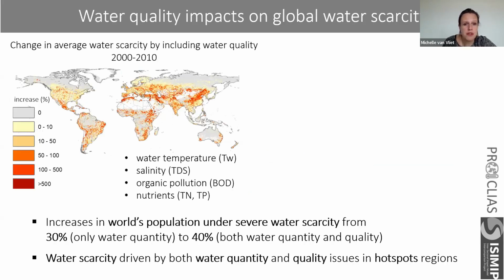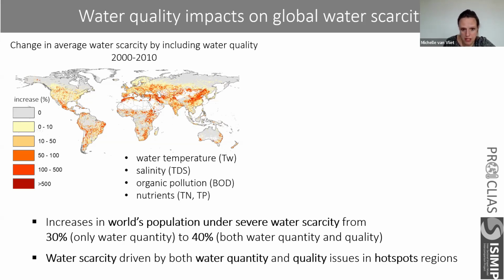So here are the results of the simulated impacts of water quality on water scarcity levels at the global scale. This map shows the change in average water scarcity by including water quality, averaged over the period of 2000 to 2010, and including the set of water quality constituents that I just discussed. Overall, we found quite a considerable increase in water scarcity levels by including water quality. We found an increase in world population under severe water scarcity, from 30% if we focus on water scarcity from a water quantity perspective only, to 40% if we account for both water quantity and water quality.